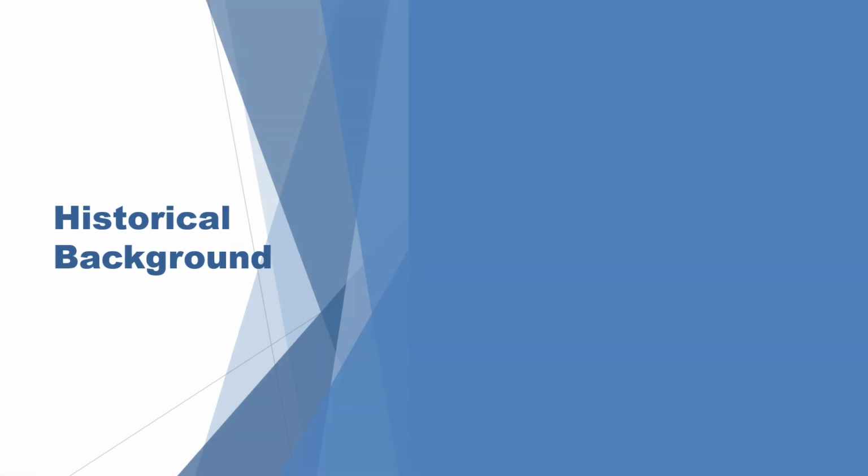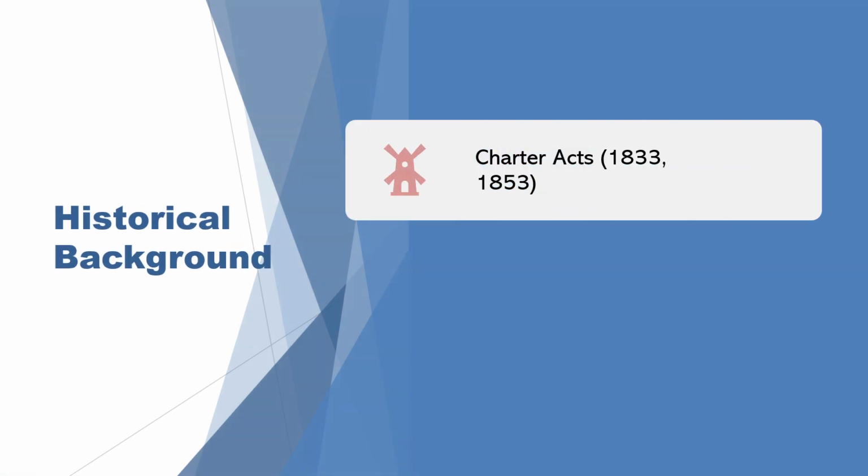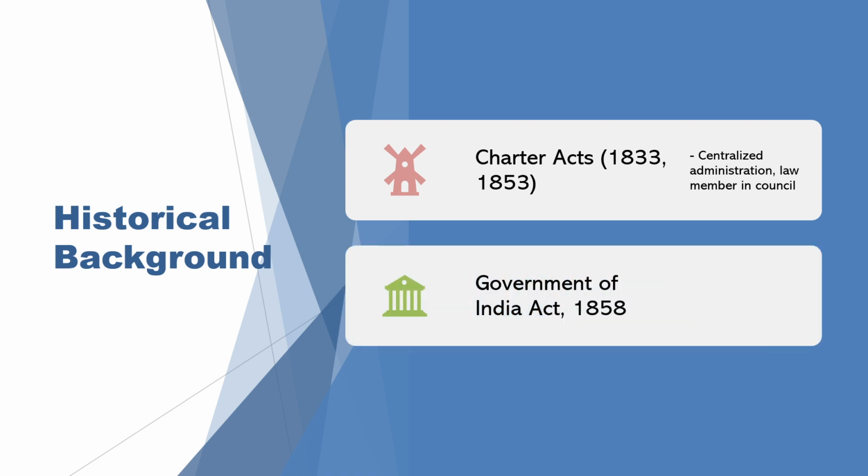Third one is Charter Acts 1833 and 1853. These acts laid the foundation for a centralized administrative structure and introduced a law member to the Governor-General's Council. Fourth one is Government of India Act 1858. Following the revolt of 1857, this act transferred control from the East India Company to the British Crown, establishing a more direct British governance structure.